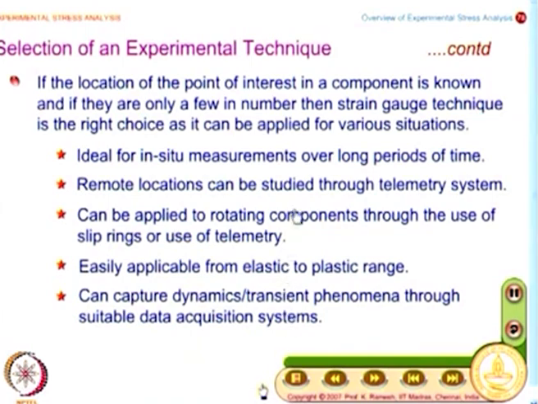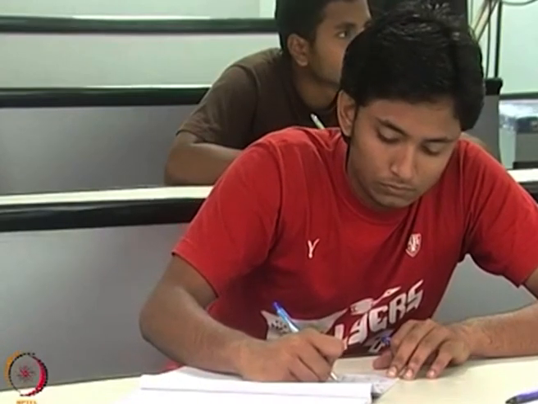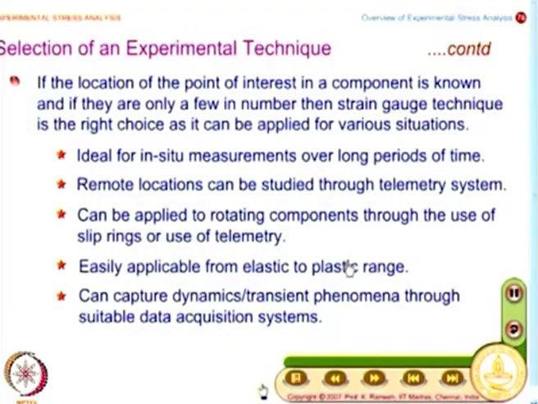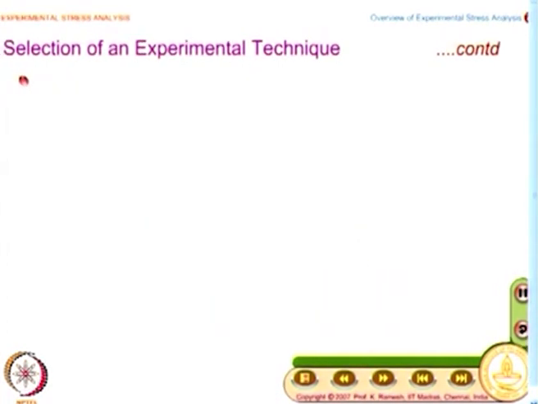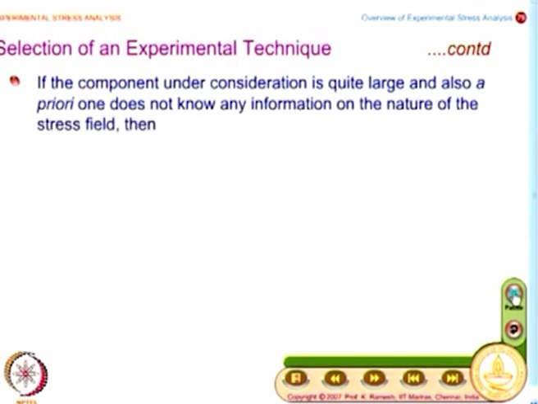So, what this slide shows is what are all the special features of the strain gauge instrumentation. You can do it for dynamic studies, you can do it for rotating components, you can do it for in situ measurements, you can do it on remote locations, you can do it on locations where you have aggressive environment. So, all these cases you are able to get. So, that is why it is a general purpose technique. So, look for whether this could be employed for your problem on hand.